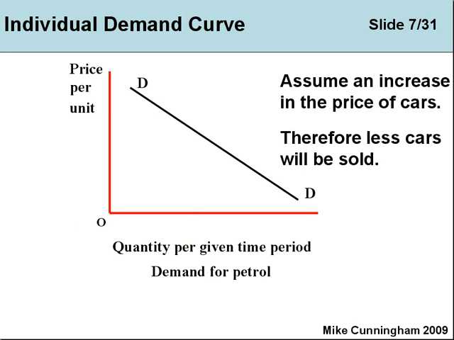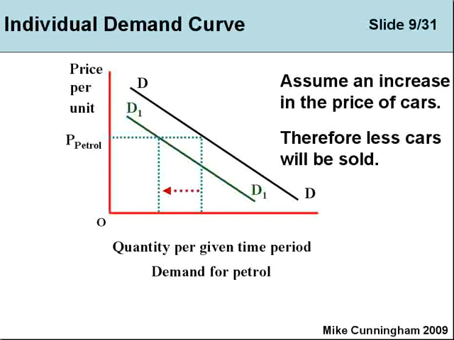Now, if we trace through the logic of these diagrams, what's likely to be the case is that the demand for petrol will shift inwards as the price of cars increases. So the price of petrol, let's say, is fixed at this price here. Originally the quantity demanded was over here, but now because the price of cars has gone up, there are less cars on the road. That means at the going price here, less petrol will be sold because there are less cars.